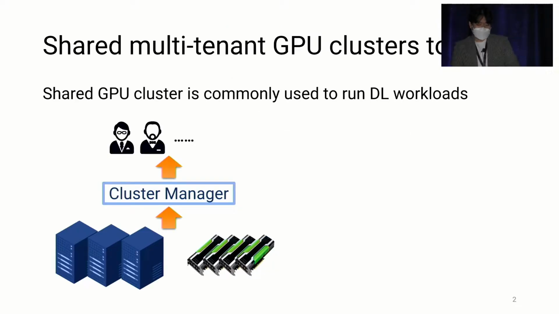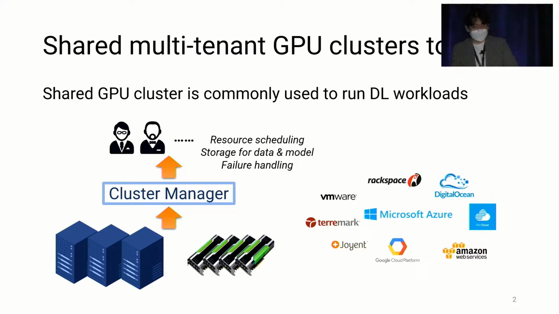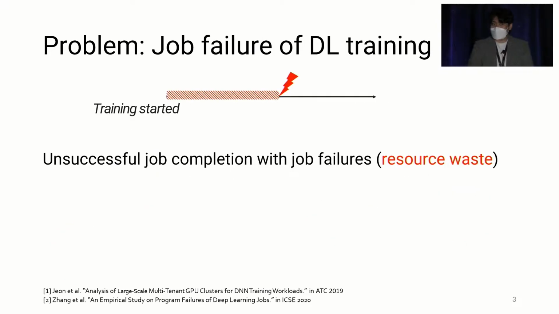A shared GPU cluster provides hardware and software to various users for deep learning model training, and these users can take advantage of several functionalities provided by this infrastructure, such as resource scheduling, storing data and models, and handling the failure. This shared GPU cluster is now commonly used to run workloads in many companies such as Microsoft, Amazon, and Google.